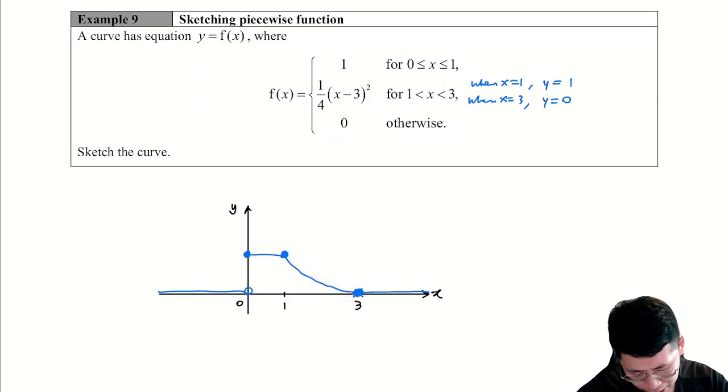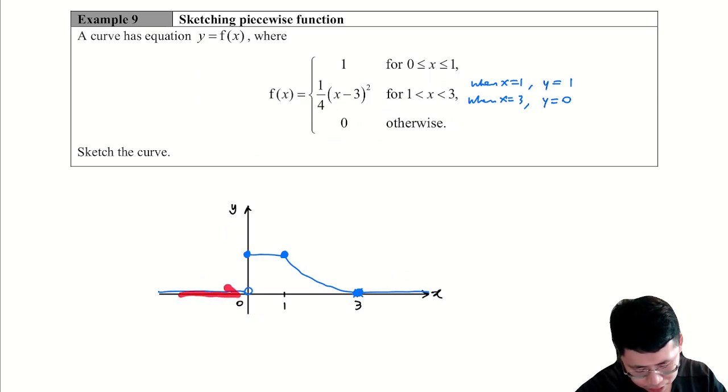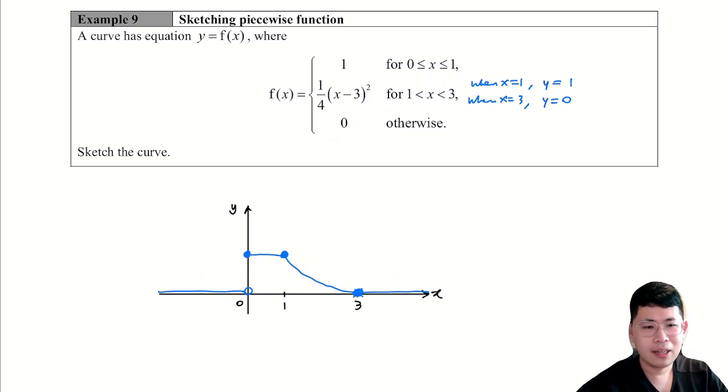However, at this point, this is what we call a discontinuity, or the graph at this part is discontinuous. What it means is that from the left, it approaches 0. However, starting from 0 and to the right, it will be at 1. So there is a discontinuous part over here.